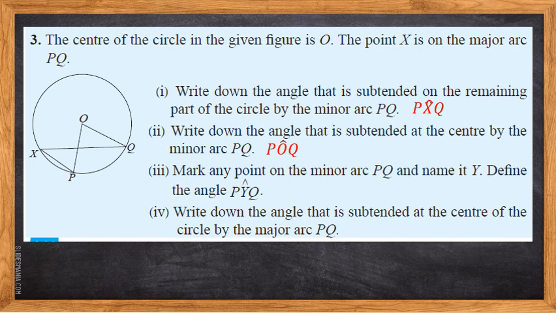Right. Then number 3 says, mark any point on the minor arc PQ and name it Y. Define the angle PYQ. You have to mark any point on the minor arc PQ. You can choose your own point. I will mark Y here. That is on the minor arc. The minor arc is the smaller part of the circumference that is separated by P and Q.